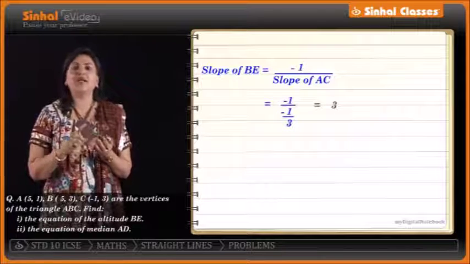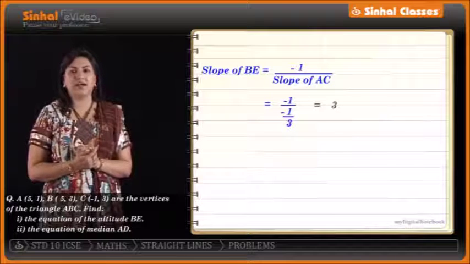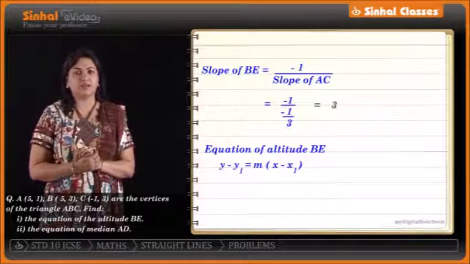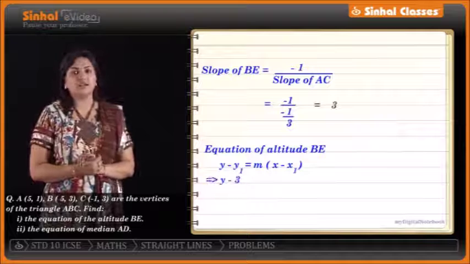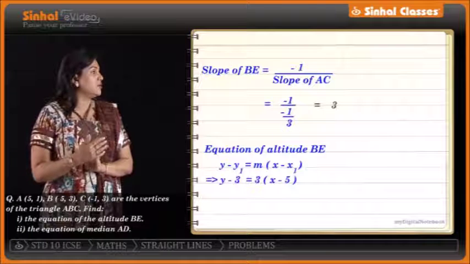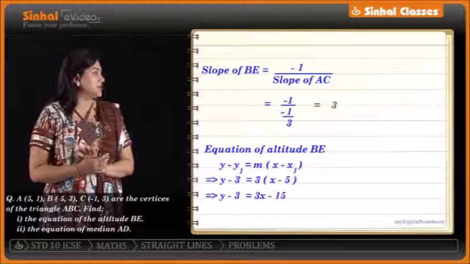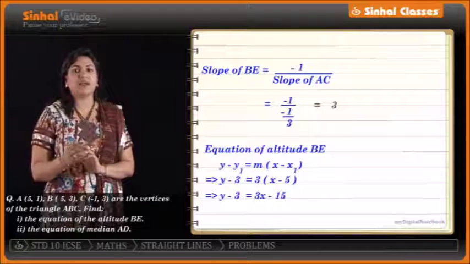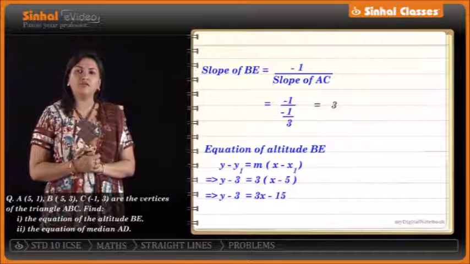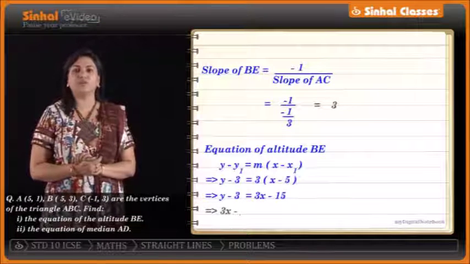Now we have the slope and we have the point. So we use point slope form to get the equation as y minus y1 is equal to m into x minus x1. That is, y minus 3 is equal to 3 into x minus 5. Open the brackets. y minus 3 equals 3x minus 15. Take x and y's on one side. 3x minus y is equal to 12. So the equation of the line BE is 3x minus y is equal to 12.